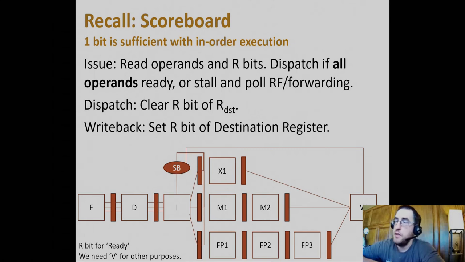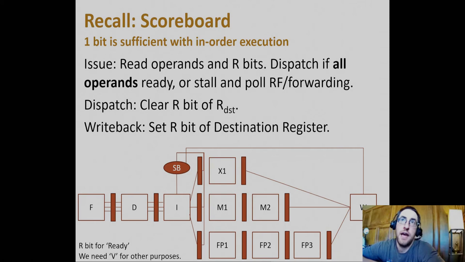As we make our pipeline less and less strict in terms of being in order, then we're going to have to make this tracking mechanism more complicated, because as instructions become more and more out of order with respect to each other, keeping track of their dependencies becomes harder.